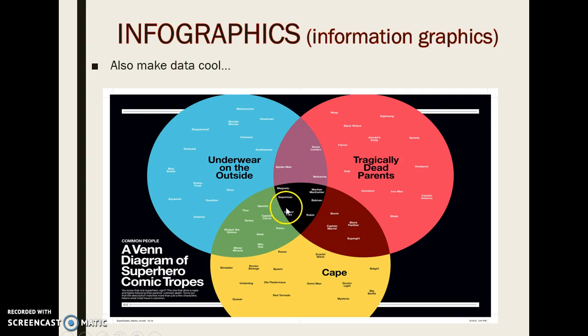And then you can see which ones, like Superman, for instance, wears his underwear on the outside, he wears a cape, and he has tragically dead parents. So he has all three of these things. And you can see Batman and Robin, those are other examples of superheroes that share all three of these things. So instead of reading a lot of information about the superheroes or about their differences or their similarities, the Venn diagram does it really quickly and easily and simply for us, and it helps the author achieve his or her purpose much more effectively.